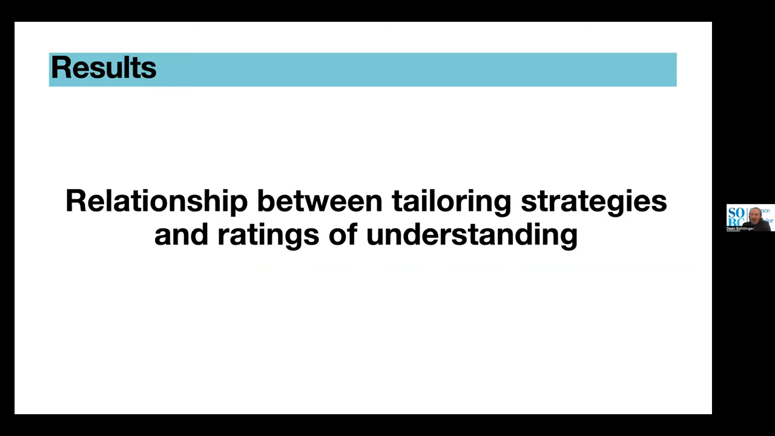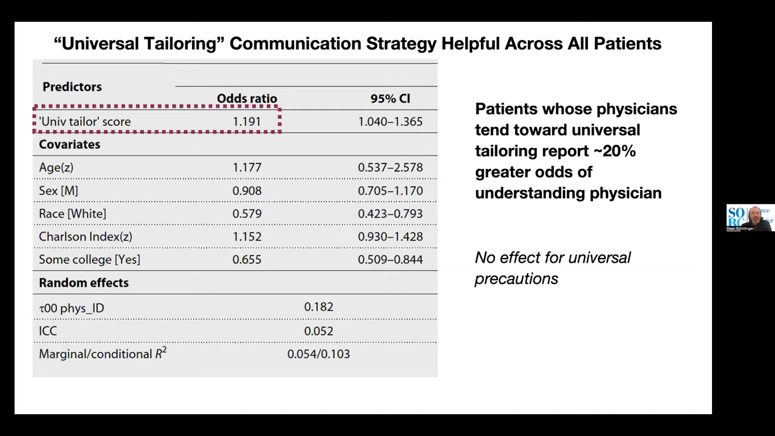So what did we find with respect to the relationship between tailoring and ratings of understanding? We found that the universal tailoring communication strategy, the one in which the physician is attuned to the language of their patient, listening carefully and adapting her language to match that of the patient, was independently associated with better communication across the entire cohort. Yet again, if you look at the race covariate, this did not eliminate the extant disparity that we saw between minoritized patients versus white patients in terms of communication scores, but appeared to operate equally well across race and ethnicity, but not to eliminate disparities. We found no positive effect, no benefit for the use of universal precautions. Rather, it was the universal tailoring strategy that appeared to be beneficial.